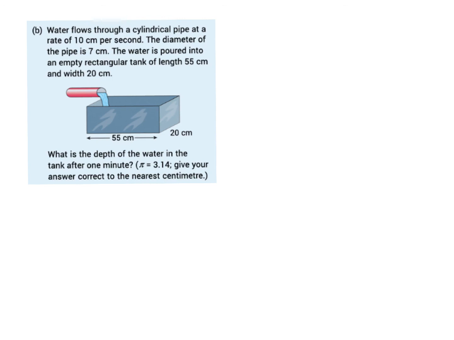Water flows through a cylindrical pipe at a rate of 10 centimetres per second. The diameter of the pipe is 7 centimetres. The water was poured into an empty rectangular tank of length 55 centimetres and width 20 centimetres. Okay, what is the depth of the water in the tank after 1 minute?